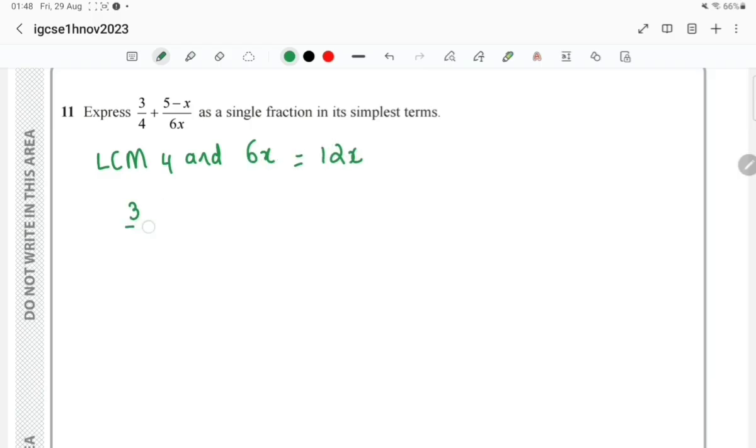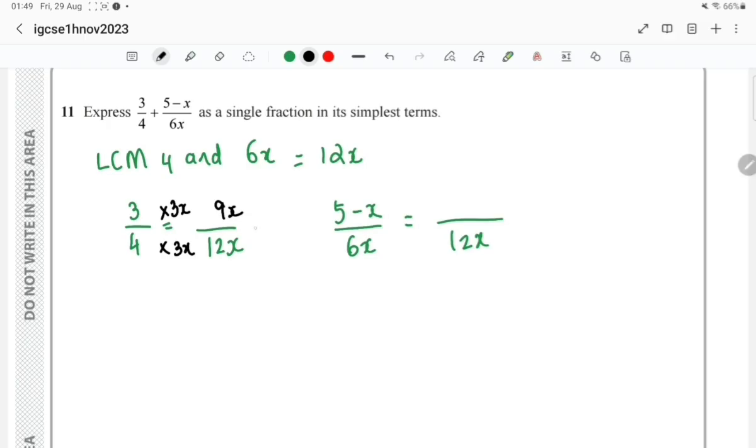So let's see, 3 over 4 is equal to how much over 12x, and 5 minus x over 6x is equal to how much over 12x. Now 4 multiplied by 3x is 12x, so multiply by 3x in the numerator as well. So this will be 9x over 12x, and on this side multiply by 2 to get 12x, since 6x multiplied by 2 is 12x. At the top I will do the same.